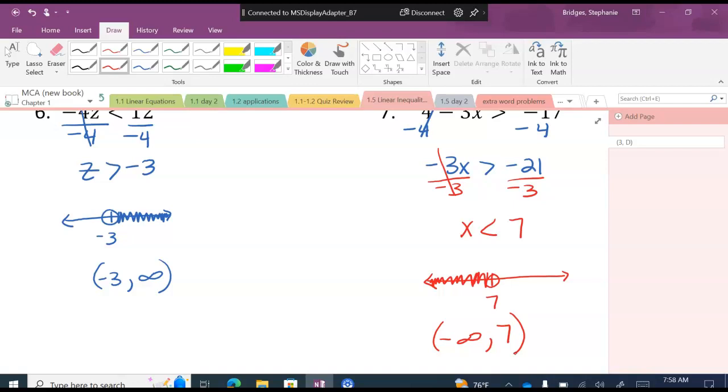Anybody have any questions? Not very hard, right? Just a couple of things to remember. And the interval notation may or may not be new. It just depends on who you had for Algebra 2. If you had pre-calc, then you probably know interval notation.